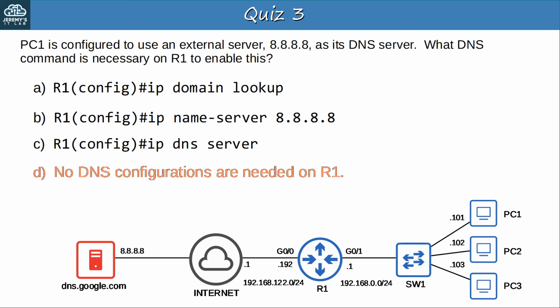The answer is D. No DNS configurations are needed on R1. To forward DNS queries and replies between clients and servers, a router doesn't need any DNS configurations. It will simply forward the packets as normal. Okay, let's go to question 4.